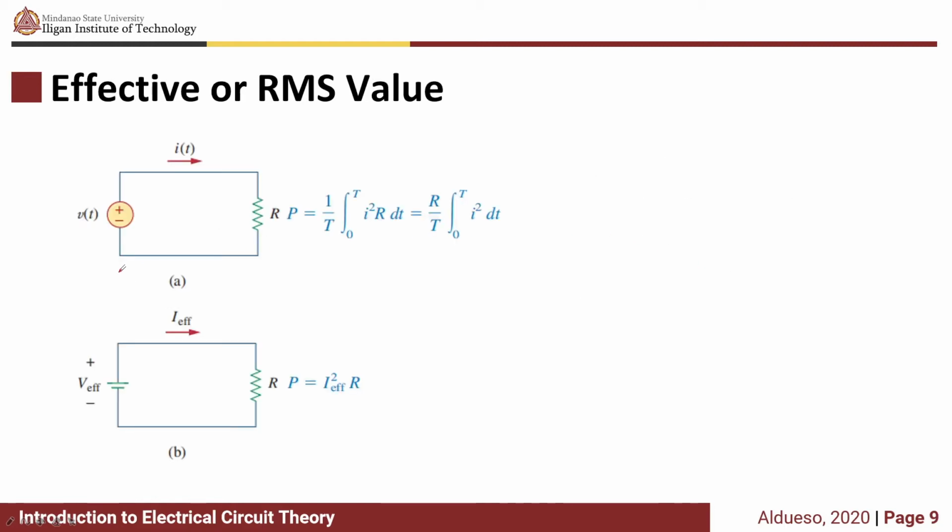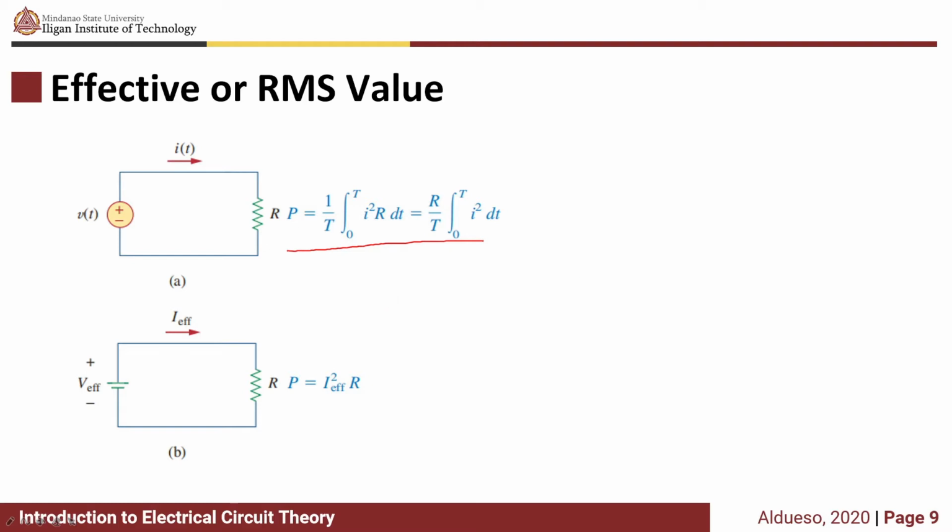For example, if you have an AC circuit shown in figure A and a DC circuit shown in figure B, the effective value of a periodic current or voltage is the DC current or voltage that delivers the same average power to a resistor as the periodic current. The average power of an AC circuit is given by this equation. For the DC circuit, our power is I squared times R, where our I is this effective current.